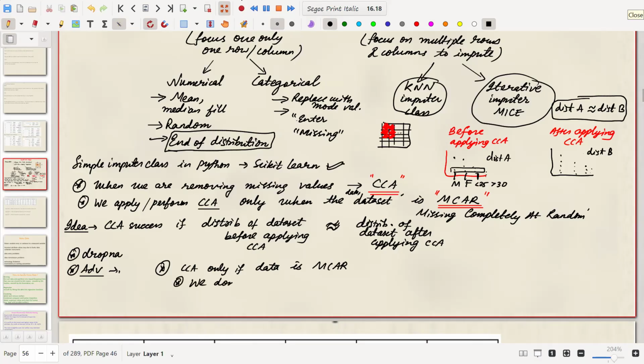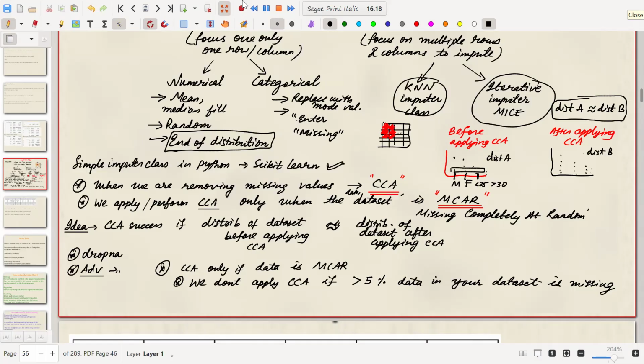And the second point is we don't apply CCA if more than 5% of the data in your data set is missing. If your data set has a lot of missing values, what do you mean by a lot? We have to characterize that. A lot means greater than 5%. If your data set has more than 5% missing values, then it is not wise to apply CCA.